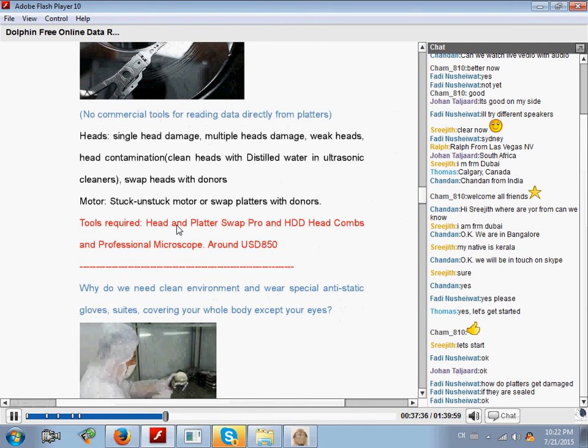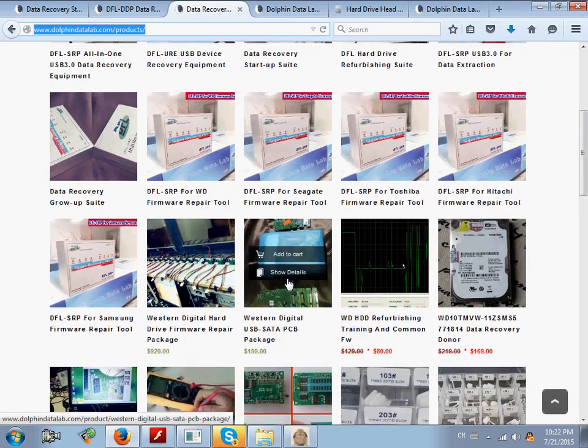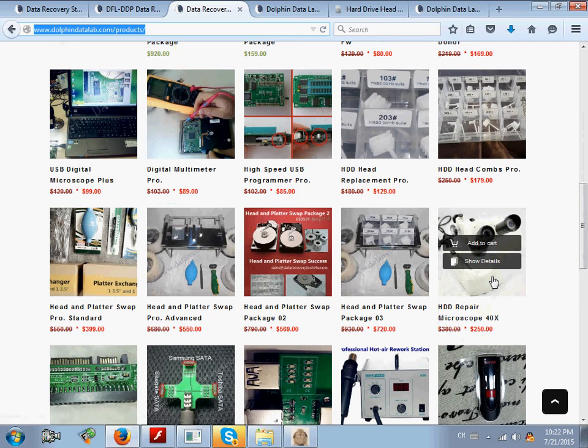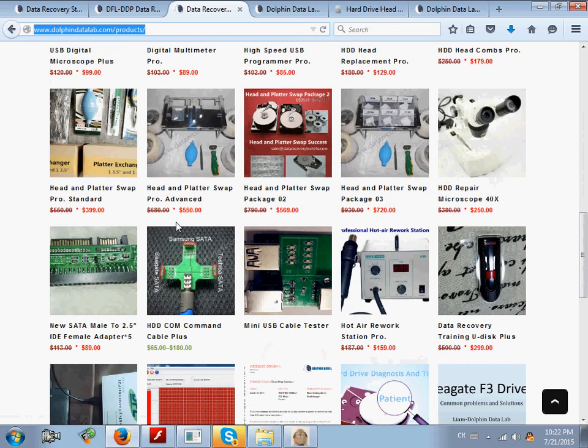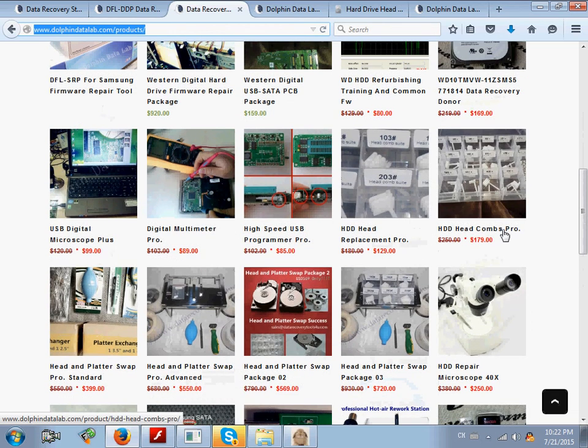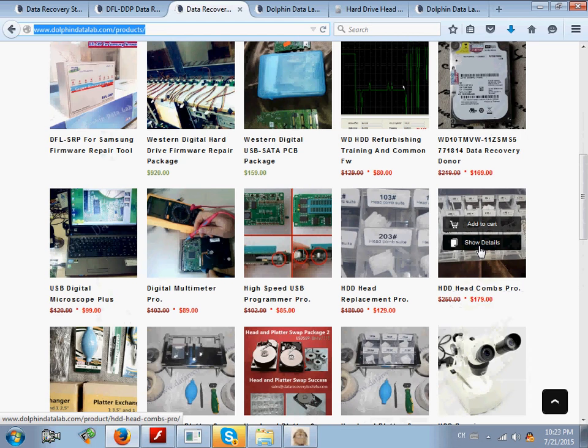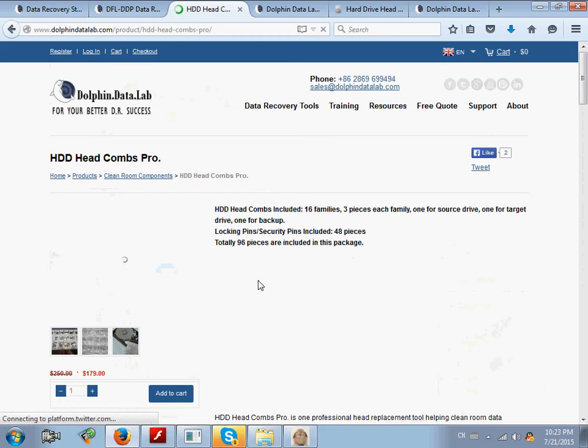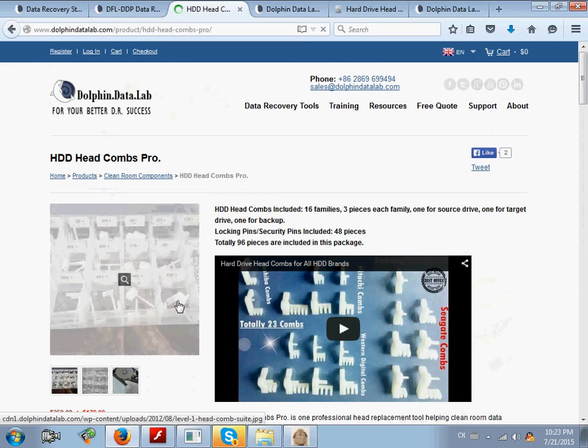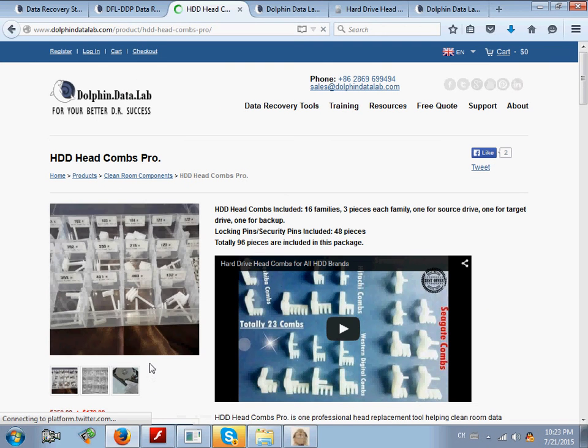For multiple head damage, you need to find donor heads from donor hard drives and swap the heads. So this is about head damage. Head damage can be caused by many reasons, such as accidents, dropping your laptop, shaking, collision, or other unexpected accidents. This will cause inner damage.